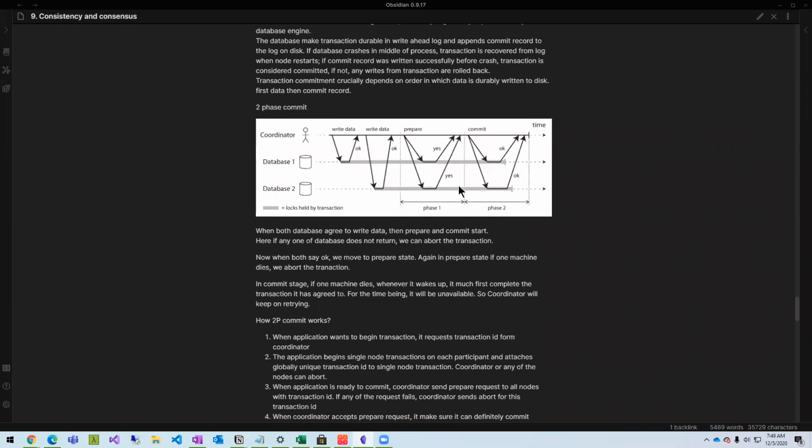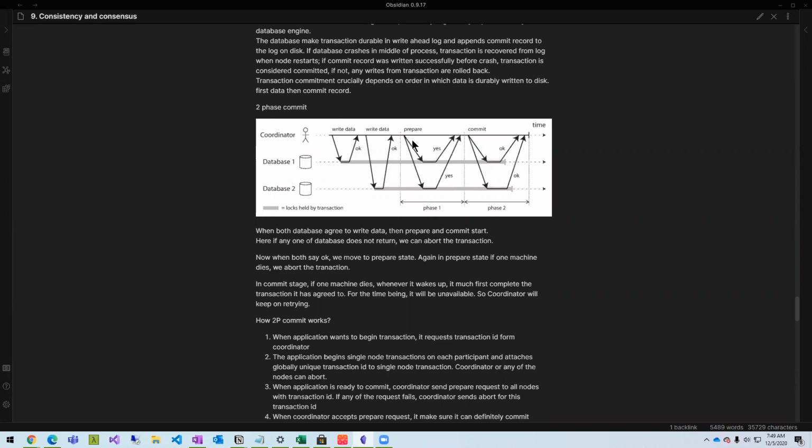So after this point, they have to wait for the coordinator, and if the coordinator says commit, then they have to commit the data. But as you will see, overall during this process, your rows are locked. So the rows are locked up till here.